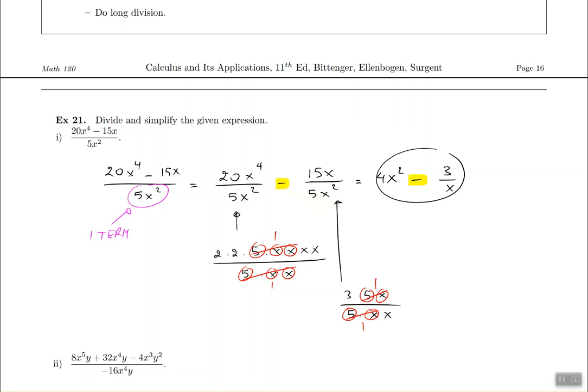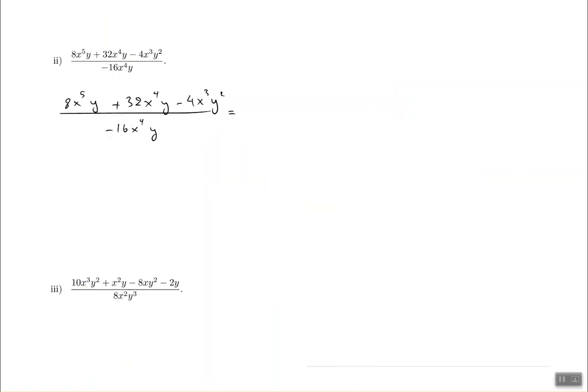Very straightforward, very simple. So just basically break the problem apart into multiple pieces, reduce each of the pieces, and whatever you get is your solution. So if I try to do part 2, just like I did with part 1, I'm going to go ahead and give the 8x^5y its own denominator, negative 16x to the power of 4y. And then similarly, I give the 32x to the power of 4y its own denominator, negative 16x to the power of 4y. Then finally, the 4x cubed y squared gets its own denominator as well.